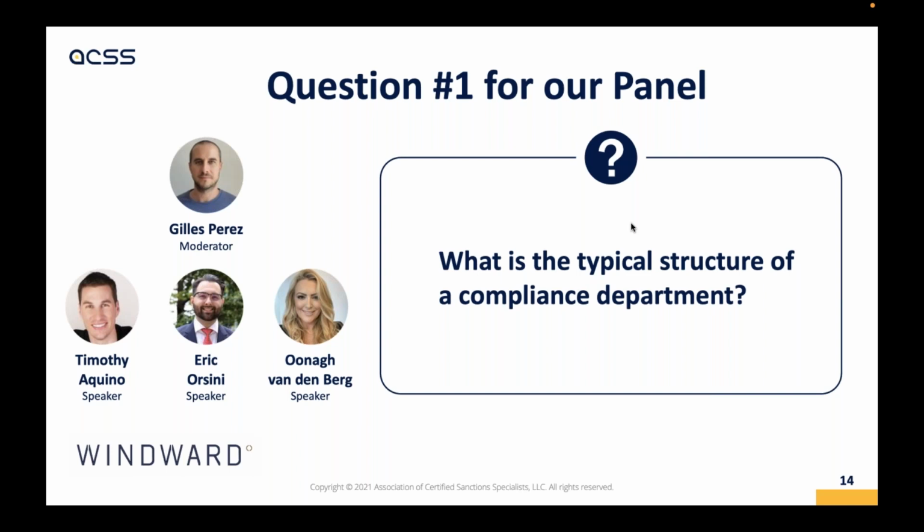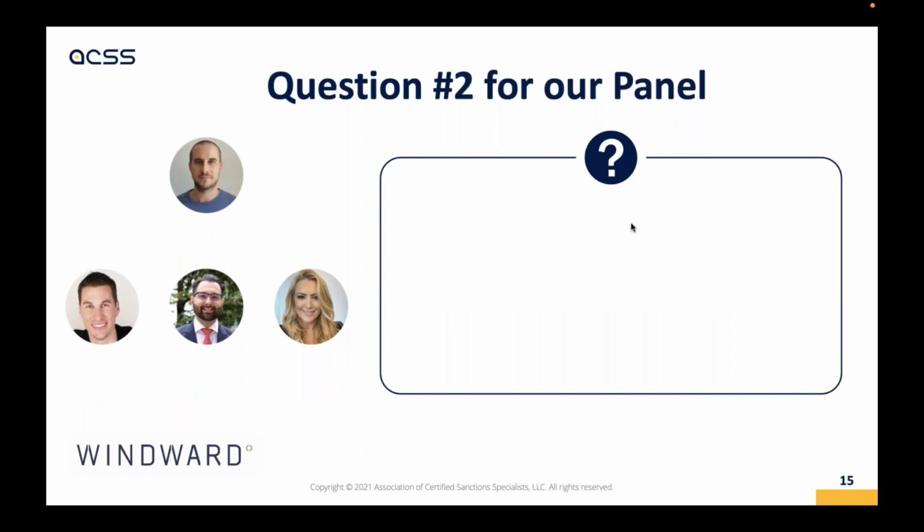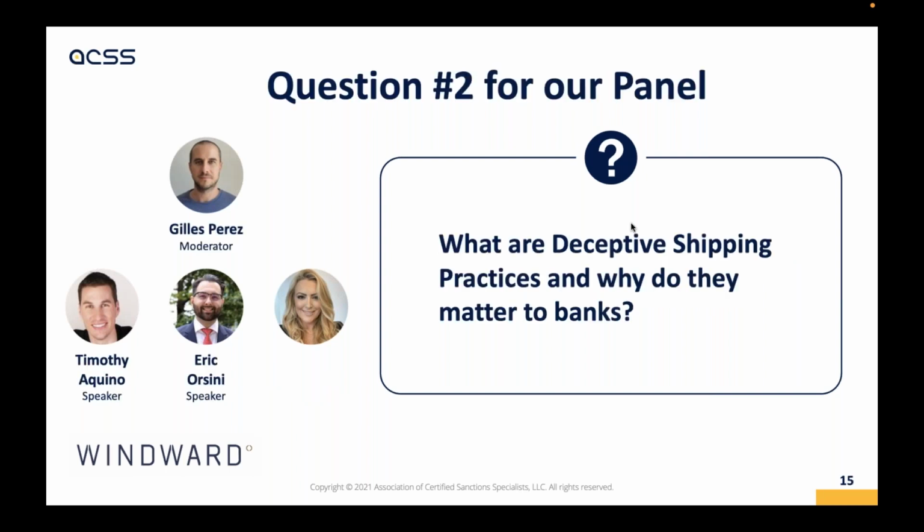Excellent, very interesting. So next slide, please. We have a question for Tim. We mentioned the OFAC advisory and the new guidances that they put out a couple of years ago. And so can you tell us a little bit about what types of risks originating in the ocean are of interest to banks, and what basically deceptive shipping practices are?